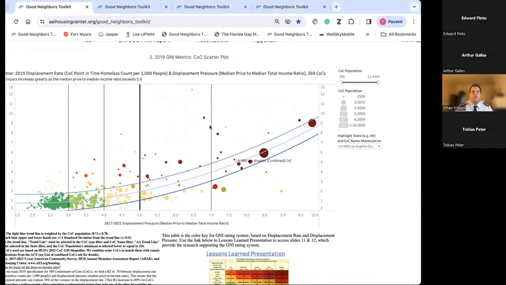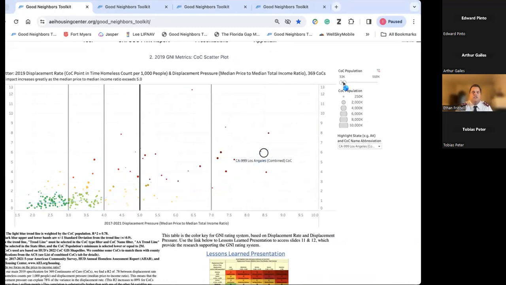As we look to the right of the tool, you'll see that you can check for population if you want. So if you are in a smaller community and you want to look at communities like yours, then you can change it and it will take away those communities that are larger. This gives you an opportunity. How cool is that, right? This gives you an opportunity to look at communities that are like yours.